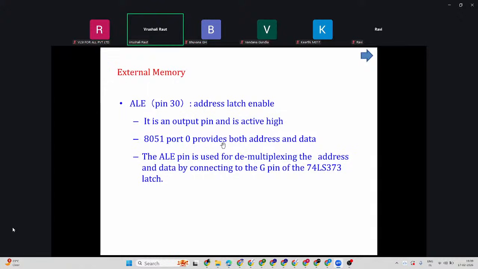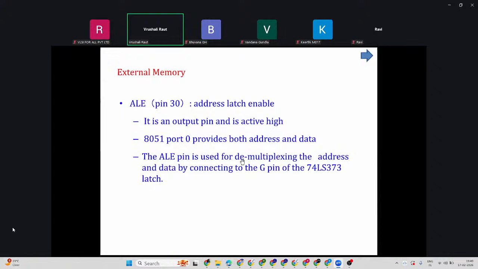8051 port 0 provides both address and data. While studying the port, we have seen that from port 0 addresses are going as well as data. When you connect externally, at first the address goes out and then we deal with data, either to take the data in or to give the data out. While we are dealing with that data, the address has to be latched somewhere. Who is giving that signal? This ALE, address latch enable, is giving that signal.